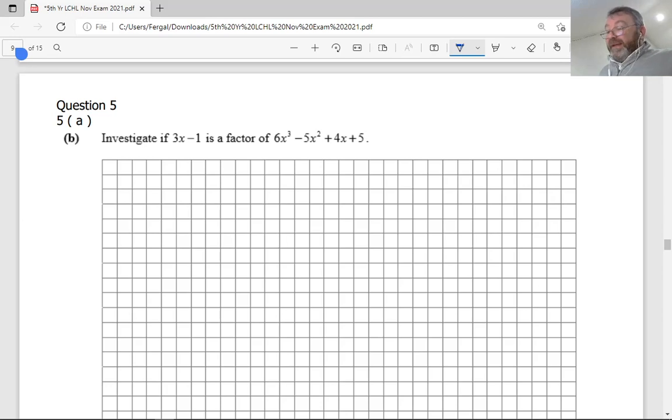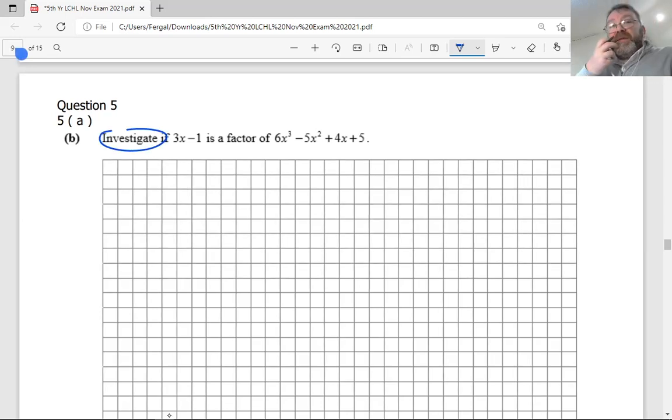Okay, investigate if 3x minus 1 is a factor. Now, if you're asked to investigate, there are a number of ways you can do this. You can punish yourself and go for long division. Or you can remember, if you're testing a factor, you may also test its root. So, if 3x minus 1 is a factor under test, what's the root that comes out of that? The root that comes out of that is 3x equals 1, and therefore x is equal to 1 over 3.